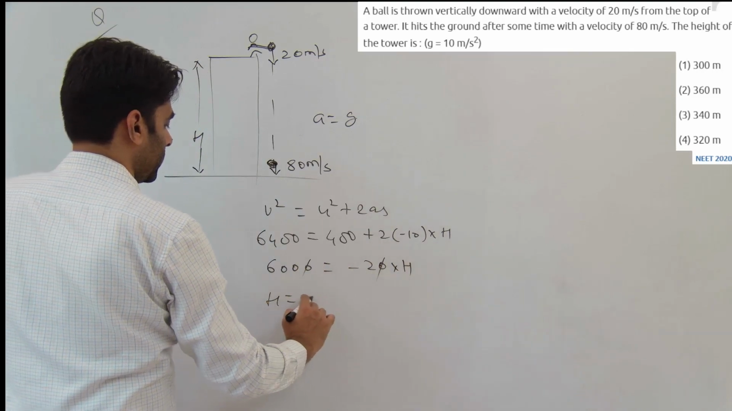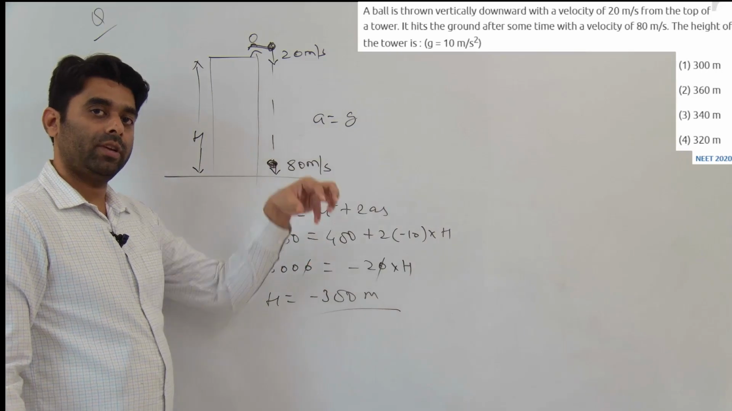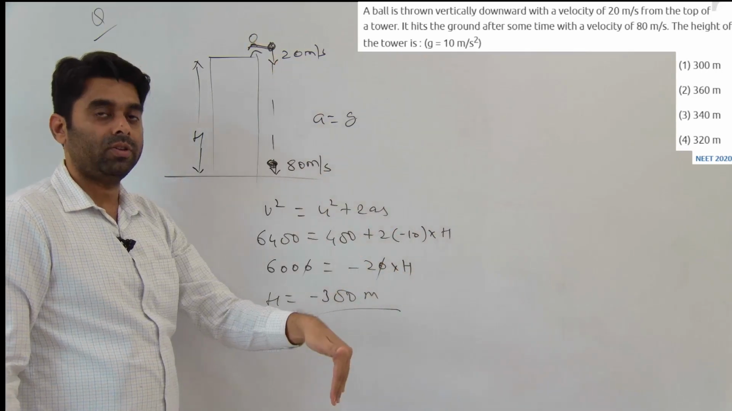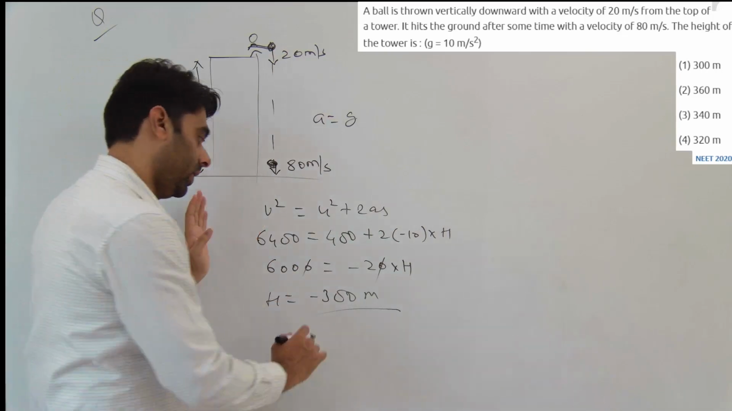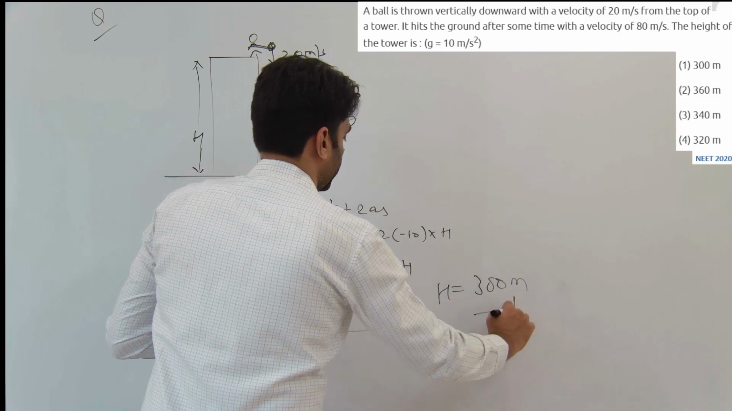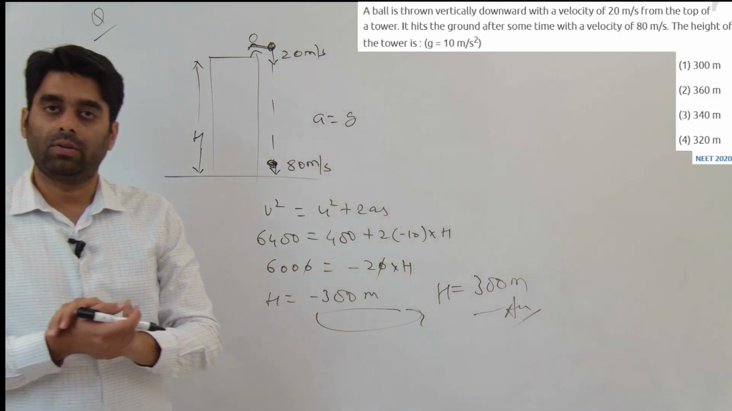H value comes out minus 300 meter. Minus is coming according to the equation, because the displacement is in downward direction. This is s, displacement. So displacement is in downward direction. That's why we got negative. Otherwise height will obviously be in positive only, that is 300 meter. Okay. Answer is 300. Option 1 is the correct answer.